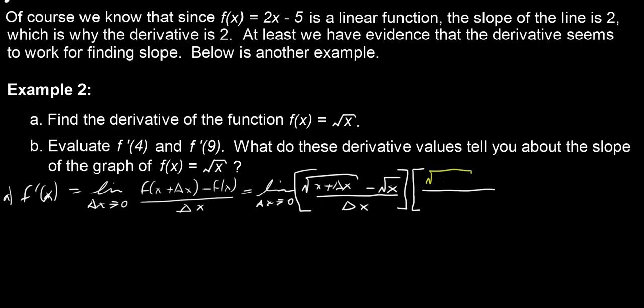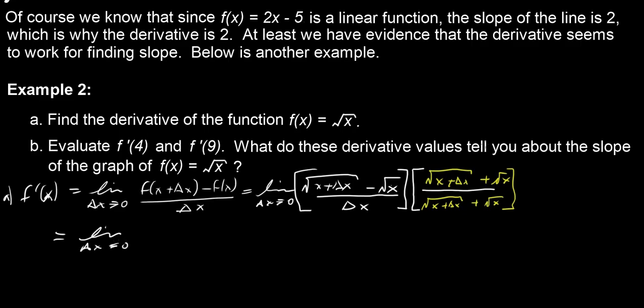I'll say square root of x plus delta x plus the square root of x, and I'll multiply the numerator and denominator by that. So I'm not changing the value of that fraction. I'm making it look a lot more complicated. But we'll see in a minute that we can actually evaluate that limit. Now, when we multiply those two fractions together, I'm still taking the limit as delta x goes to 0.